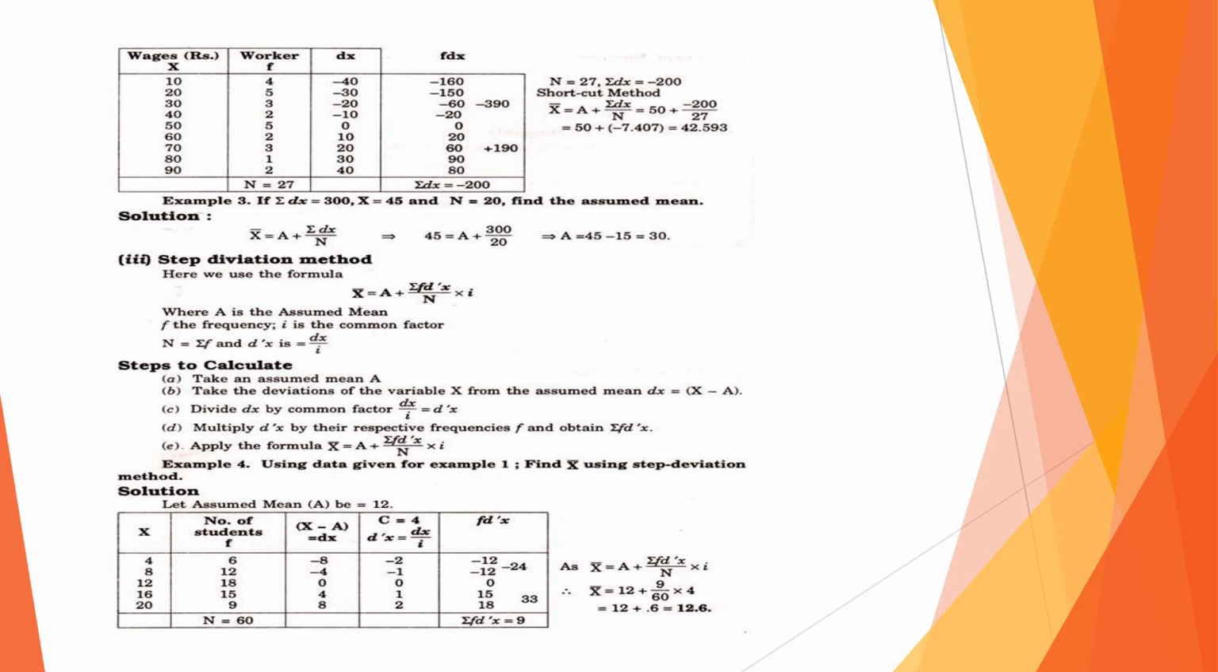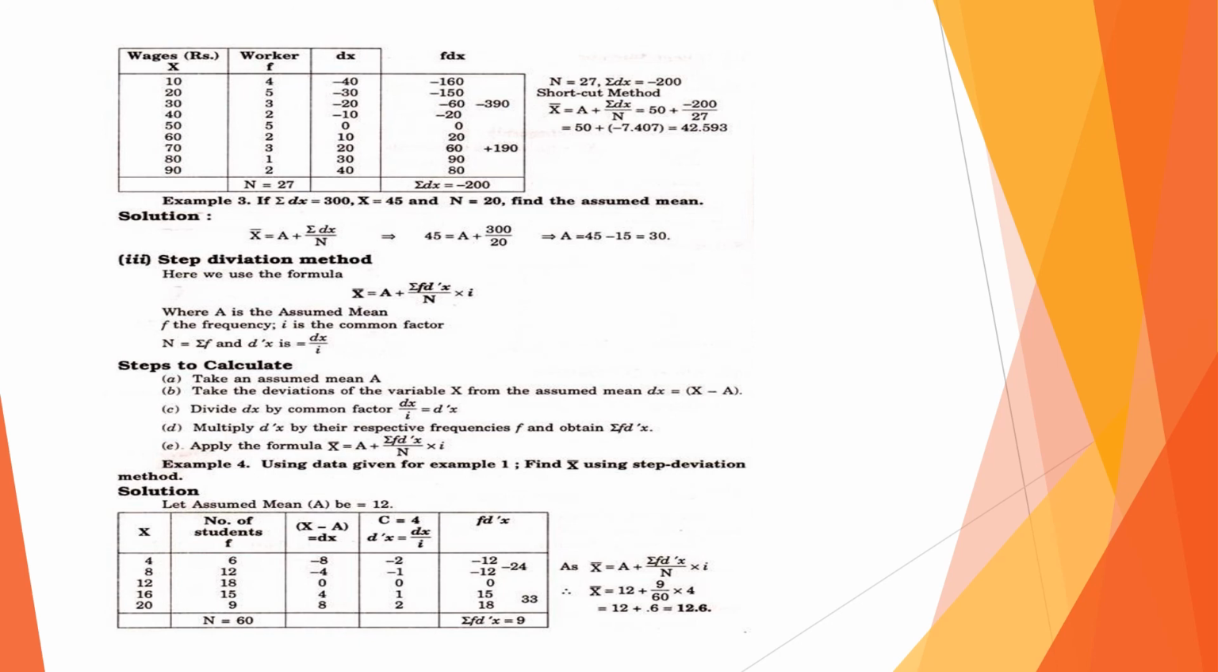Now add up all the column. It means add up this column, sigma f d dash x. Adding up, I am able to get 9. Now add up sigma f. How much will I get? 60. Now apply the formula x bar equal to a plus sigma f d dash x divided by n, into i.